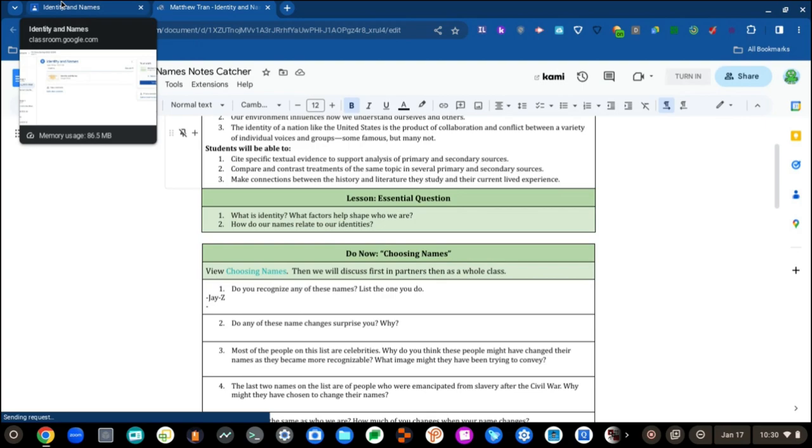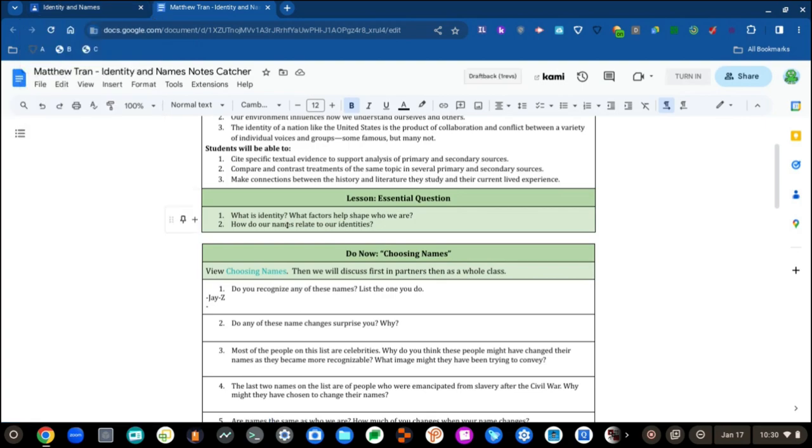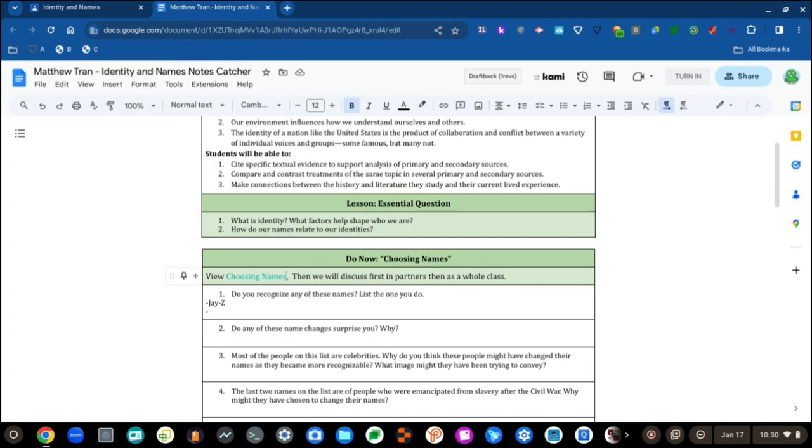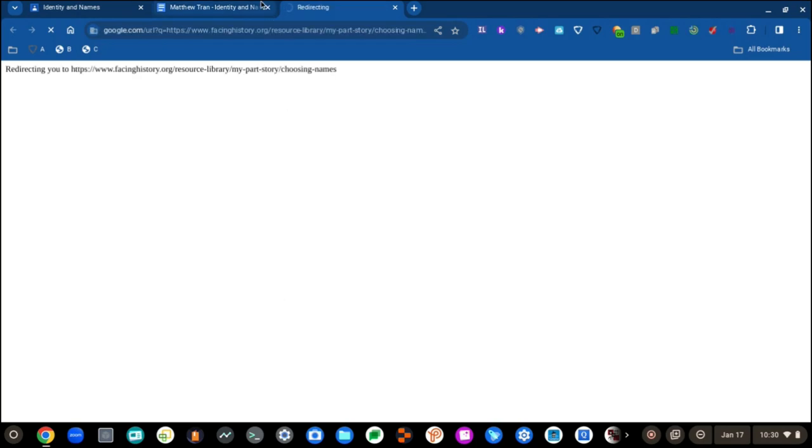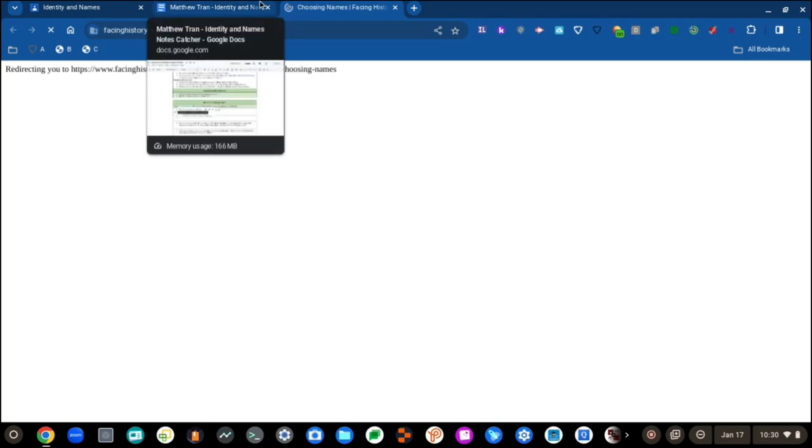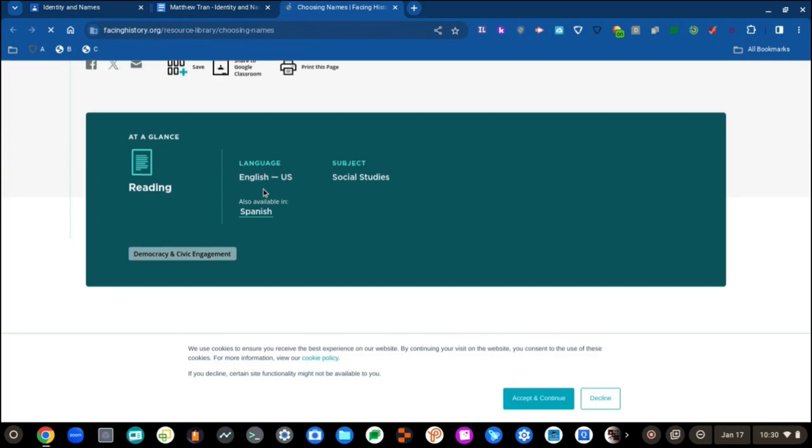So as you're answering these questions, you're looking at the list. You recognize the names, list the ones that you do. For example, I recognize Jay-Z, there's a whole bunch more, but I left it at that. Do any of these name changes surprise you? Just simply state yes or no, explain. Most of the people on the list are celebrities. Why do you think they changed their names as they became more recognizable or popular?